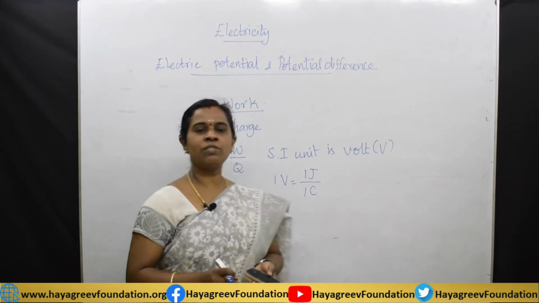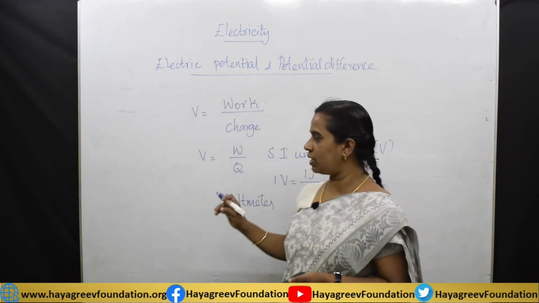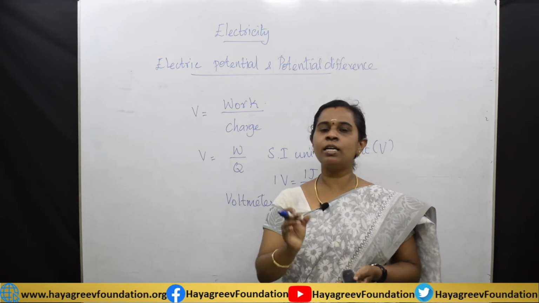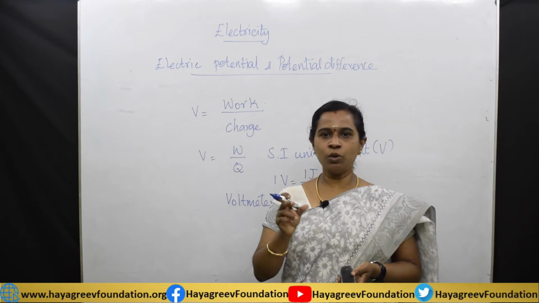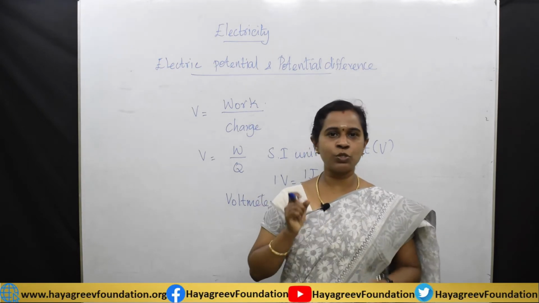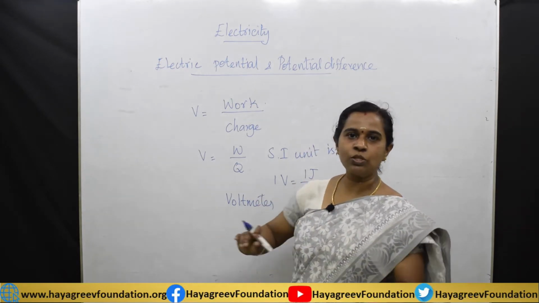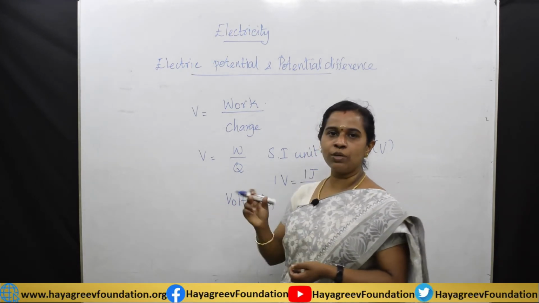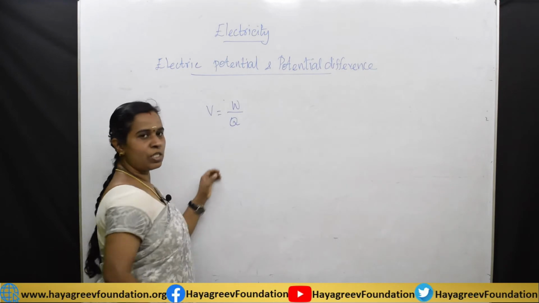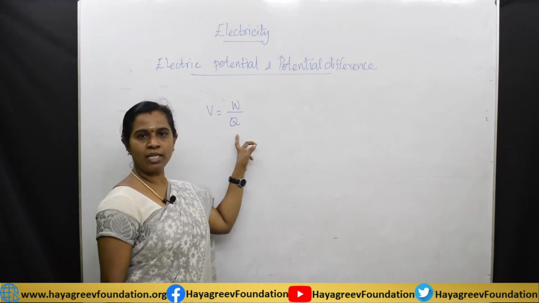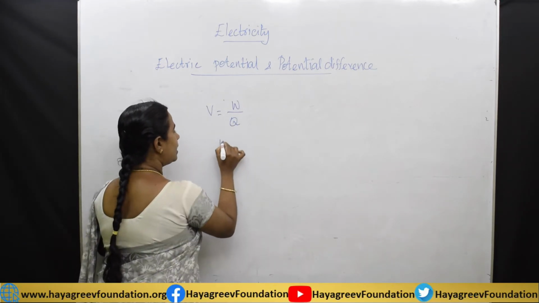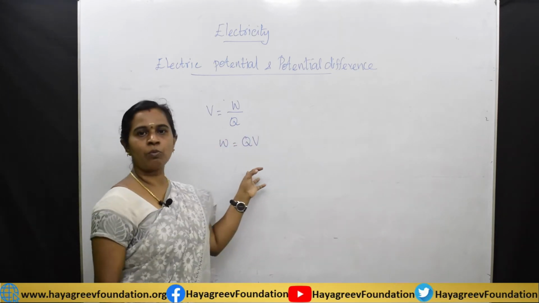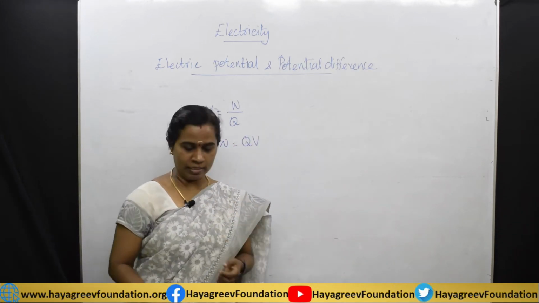So the device which is used to measure the potential difference is the voltmeter, which we need to connect parallel to the device. So an ammeter you need to connect in series to the circuit, a voltmeter you need to connect in parallel to the circuit. Then we can measure potential difference between two ends. Potential difference is work done divided by charge, so work done equals Q into V. This formula we have to remember for further explanation.